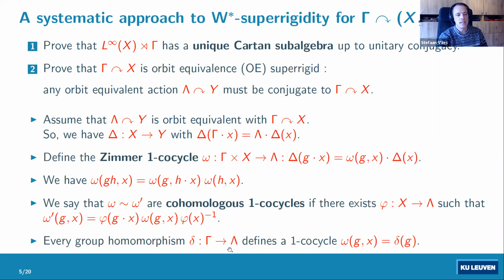Now, a one cocycle that's independent of the X variable is just a group homomorphism, of course, from gamma to lambda, that will always satisfy this relation as a function not depending on X. And the whole point is that you hope and try to prove in specific contexts, and this really goes back also to famous work of Zimmer, that the one cocycle omega that comes from the orbit equivalence is automatically, for some reason, cohomologous to a group homomorphism. And then you're in good shape to prove that actually the actions must be conjugate.